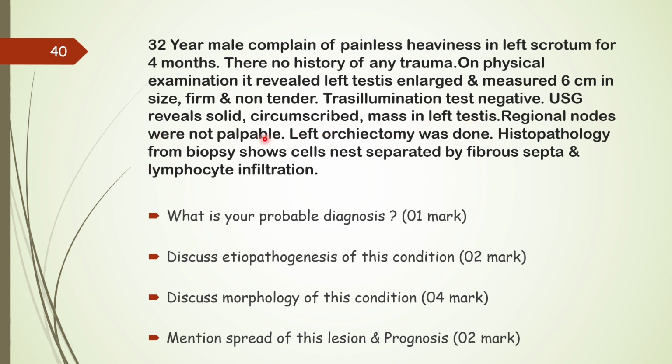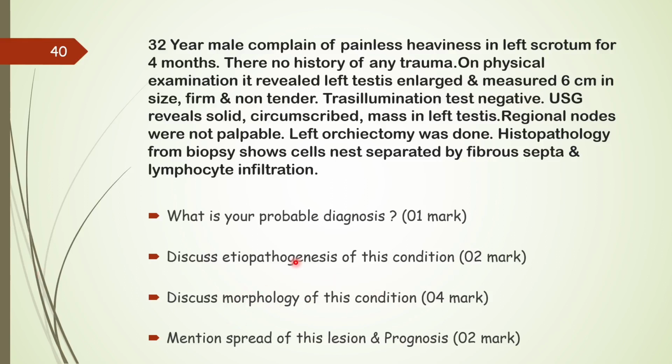Regional nodes were not palpable, orchidectomy was done, and the histopathology biopsy shows cells arranged in a nesting pattern separated by fibrous septa and lymphocytes. So we are dealing with a seminoma, right? Nesting pattern, fibrous septa, lymphocyte infiltration, and the size is 6 centimeter, very large in size. So it's a seminoma. What's your diagnosis? Seminoma. Discuss etiopathogenesis. We know that KIT mutation is seen. So that was a case of seminoma, right?